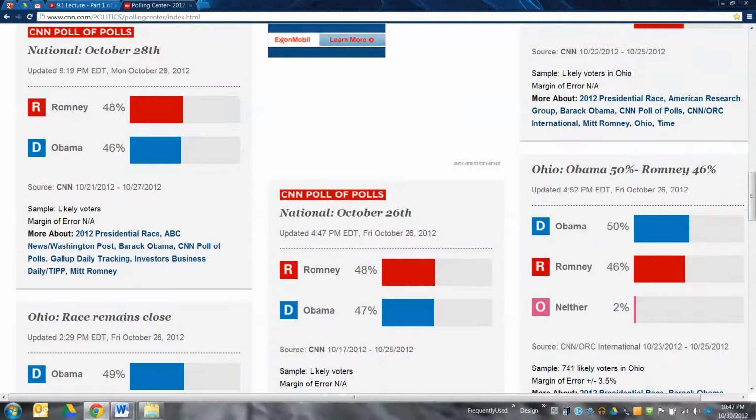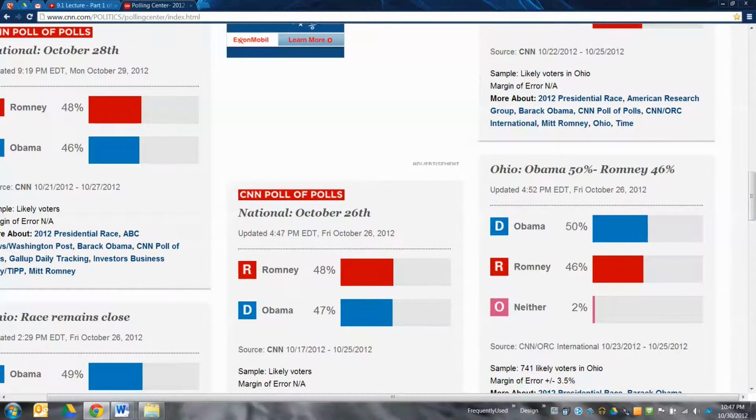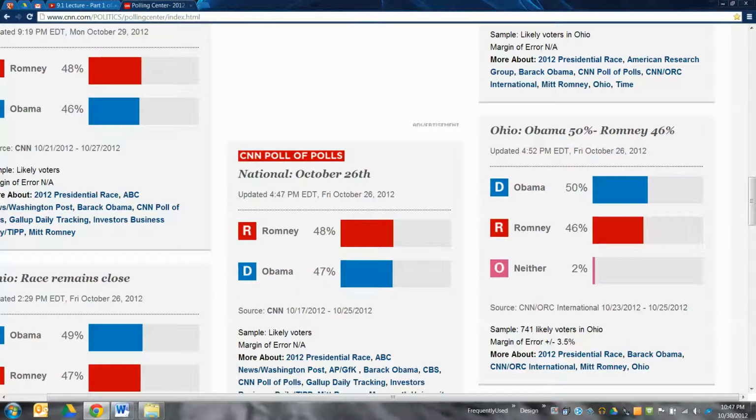It's a long story, but this particular one is only interested in the states that are really close. So here's Ohio, for example, which is a battleground state. And you can see that they're saying Obama's 50%. Okay, and it sounds great. Obama's 50%, 46% for Romney, and you think, oh, then Obama's going to win that state.